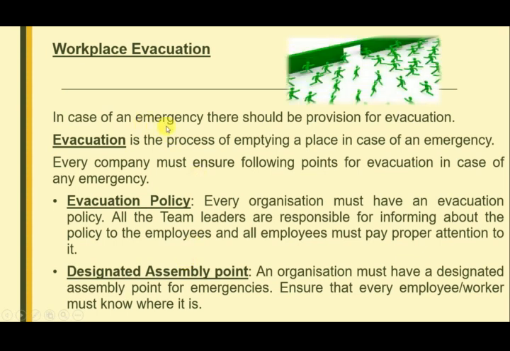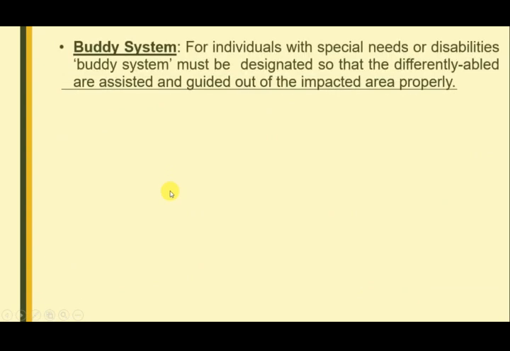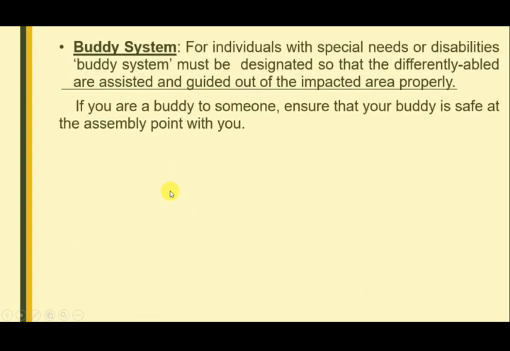Next we have is buddy system. Now what is the meaning of buddy system? Sometimes there are some people working in an organization who are differently abled, or they are people with special needs. So for that we need to create a buddy system, and these people need to be helped and guided out of the impacted area properly. That is the area where the emergency has been declared. They need to be moved out from that area.